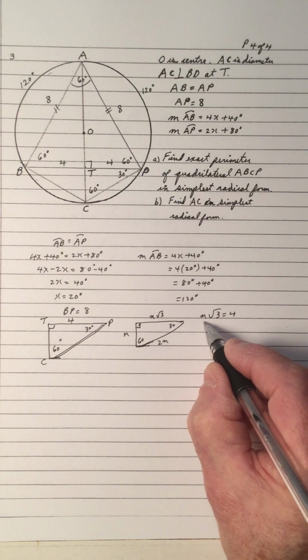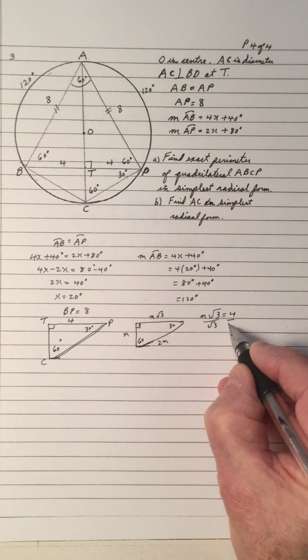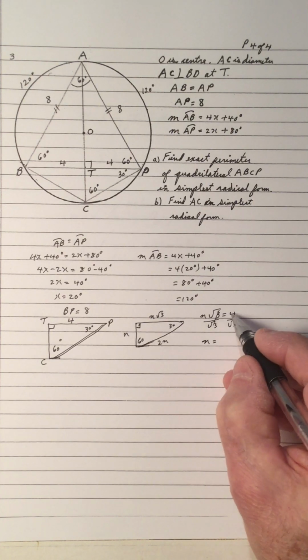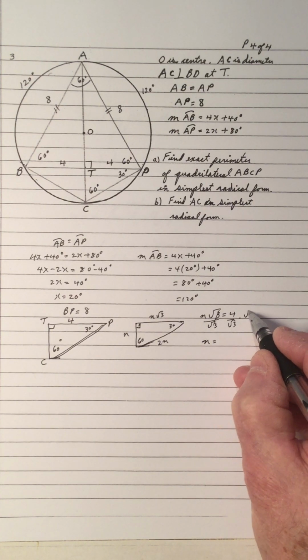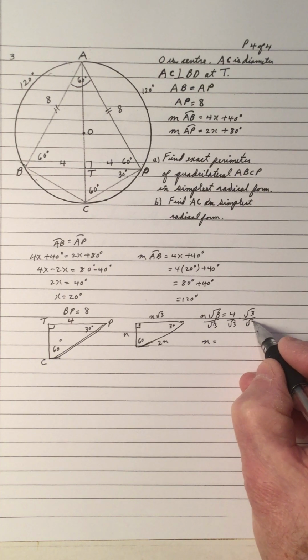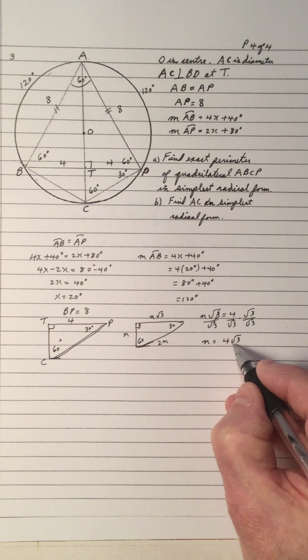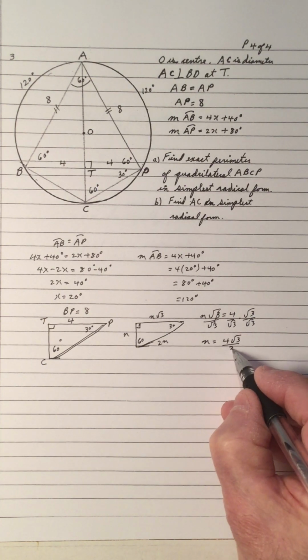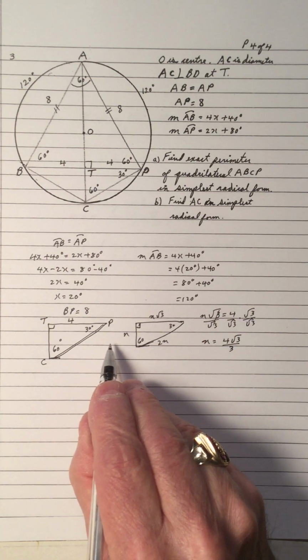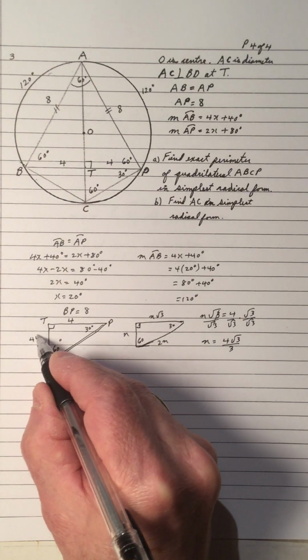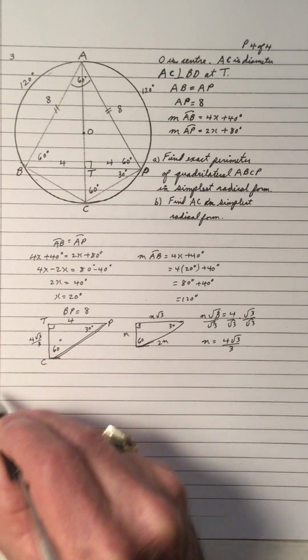That means we divide by root 3 on each side. They cancel. So 4 over root 3 times the rationalized denominator of root 3 over root 3. We get 4 times root 3. Root 3 times root 3 is 3. So this side is n.